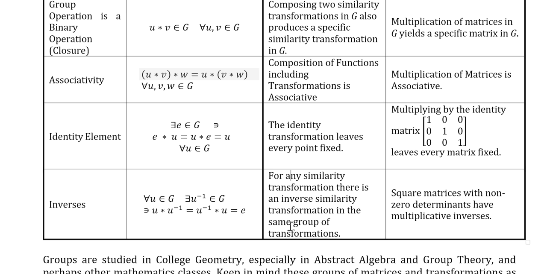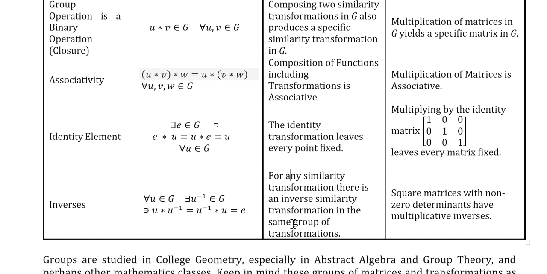So how does that relate to transformations? For any similarity transformation, there is an inverse similarity transformation in the same group of transformations. We've seen that in earlier videos. We've talked about what the inverses are. We know, for example, the inverse of a translation is a translation by the opposite vector and so forth. We know every one has an inverse.